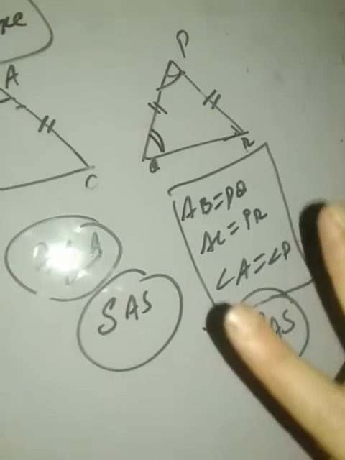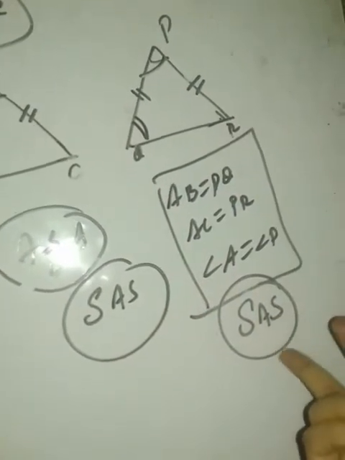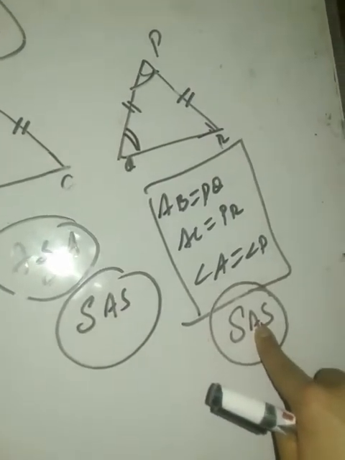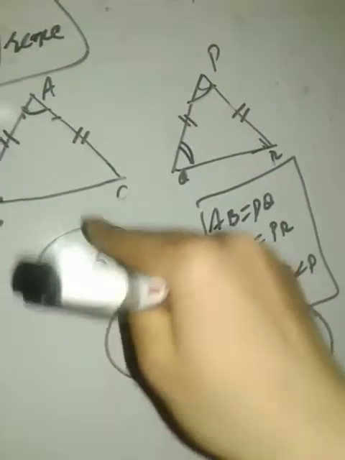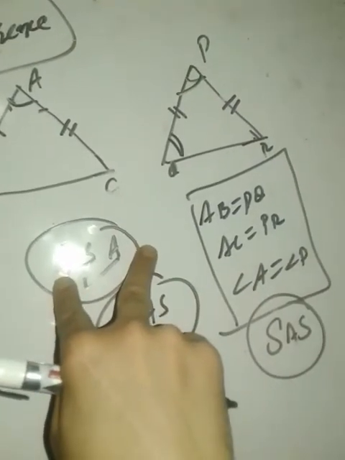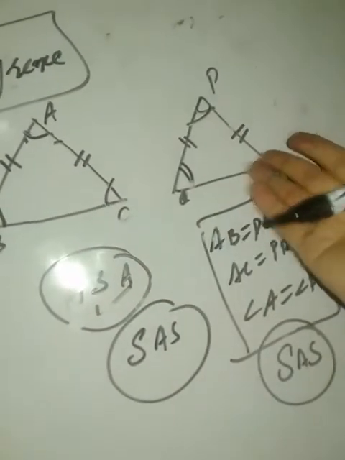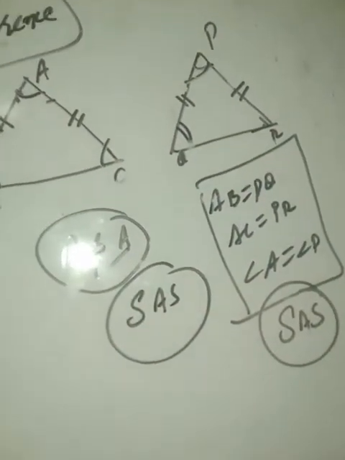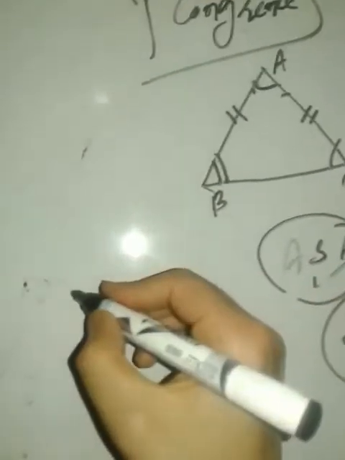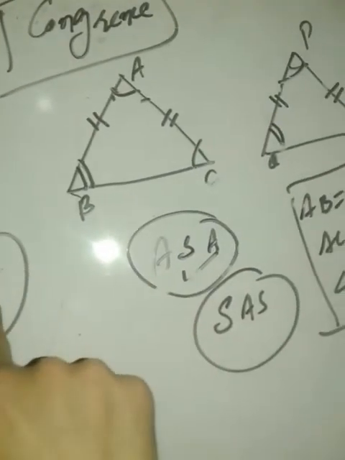You can only say SAS when the angle is included between the sides, and you can say ASA only when the side is between the two included angles. You cannot choose any angle randomly. For example, if you say angle B equals angle Q, angle C equals angle R, and choose any side, say AB equals PQ, that is not the ASA case. By that criterion the triangles are also congruent, and we name it AAS. Any two angles and a side, that criterion is known as AAS.